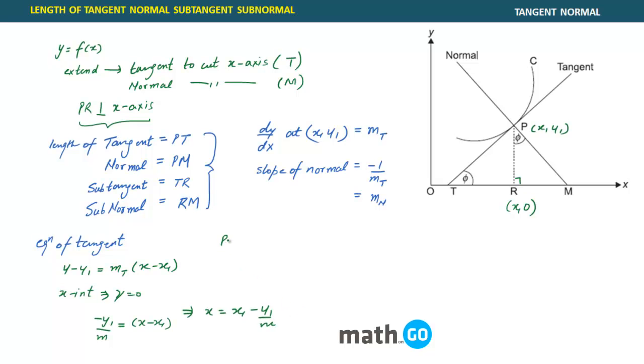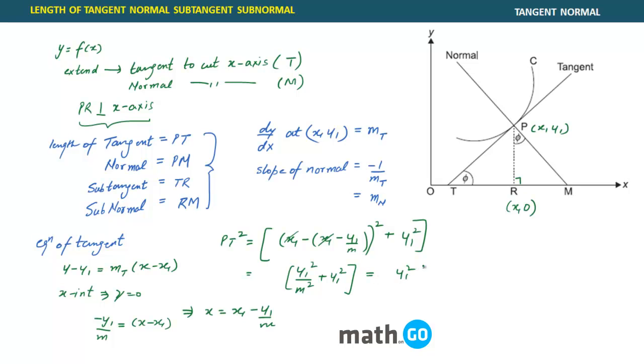Now you need to find PT, right? Let's say first of all we figure out PT square. So PT square will be x1 minus (x1 minus y1 by m), square, plus y1 square. Got it? So if you just calculate this, x1 will get cancelled out, and what you will be left with is y1 square upon m square plus y1 square. And if you simplify, y1 square can be taken common, and you will be left with (1 plus m square) by m square. So if I simplify this particular quantity, the PT distance will become y1 by m under root 1 plus m square. So this is how you calculate length of tangent.